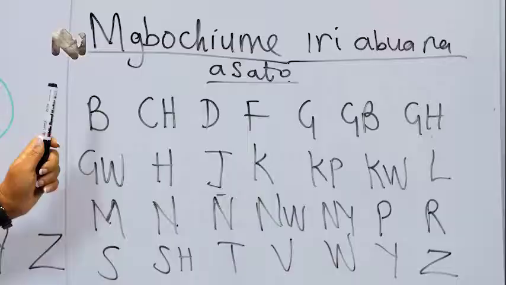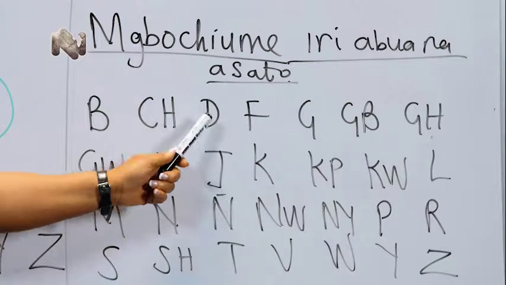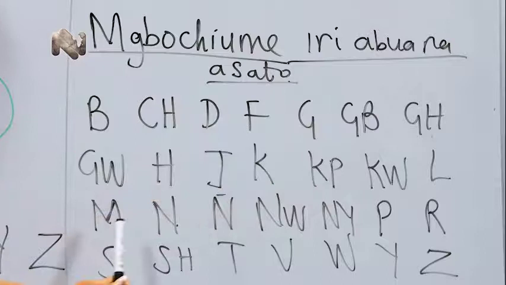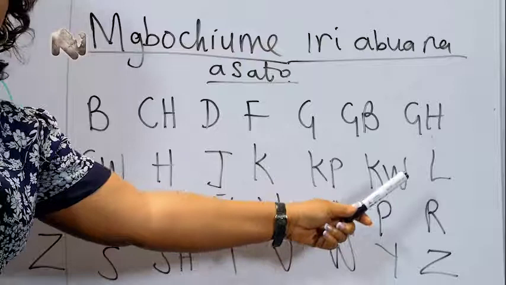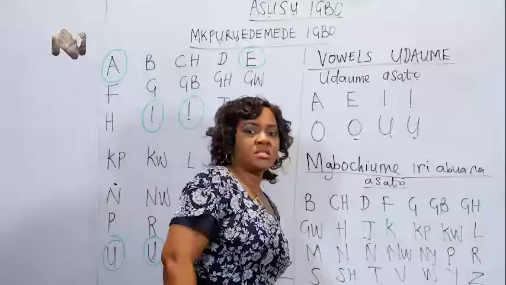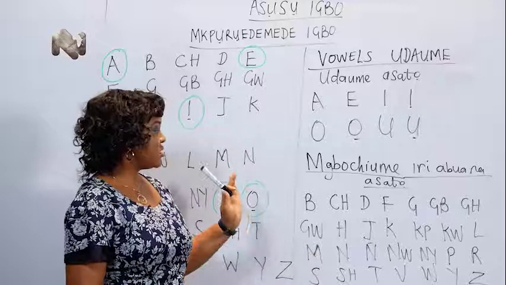B, chi, d, fe, gi, we, ye, we, he, j. Ke, be, kwe, le, me, ne, nye, we, nye, pi, ri, si, shi, ti, vi, we, ye, z. So these are the consonants, mbochume in Igbo.